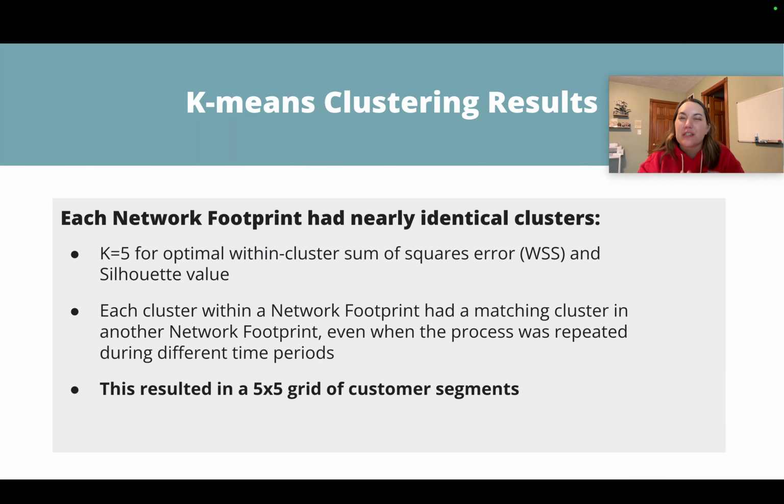5 was a very reasonable number of clusters, and it also happened to fit the number of network footprints. That was just a coincidence. So we ended up with 25 different marketing segments, but we only had a few that we actually needed to find a treatment for. All of the clusters were the same for each group, interestingly enough.